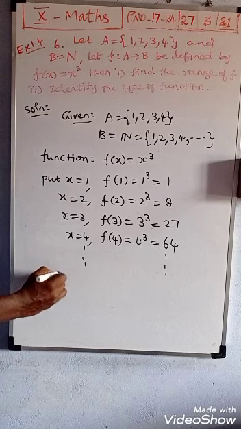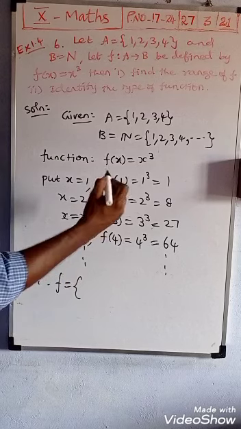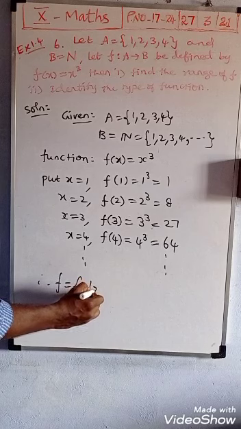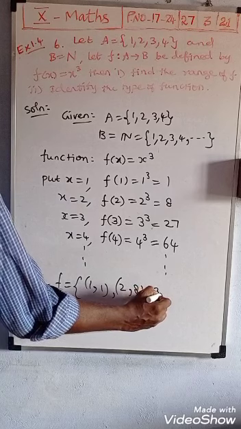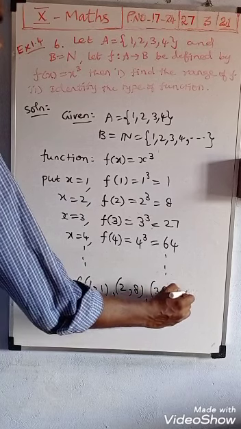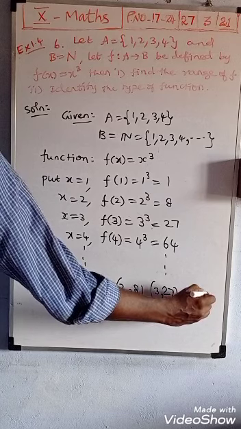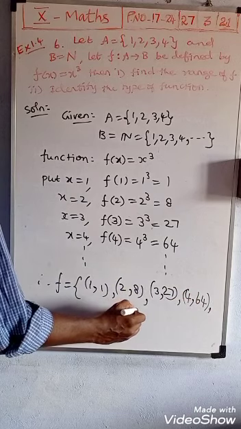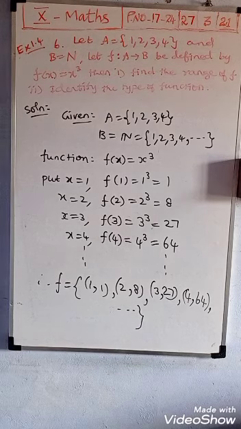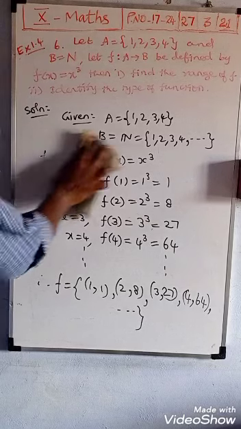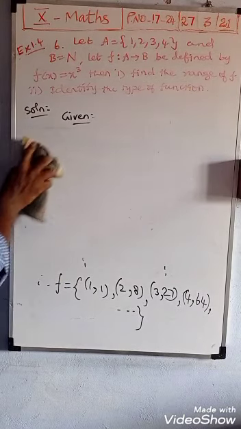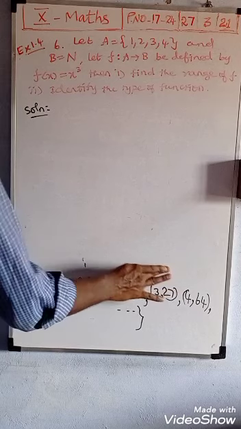Therefore the function f is the set of ordered pairs: for 1 the function value is 1, for 2 the function value is 8, for 3 the function value is 27, for 4 the function value is 64. Then the question asks to find the range of f. The set of second elements is called the range, or else you can draw an arrow diagram, and with the help of this mapping you will understand.